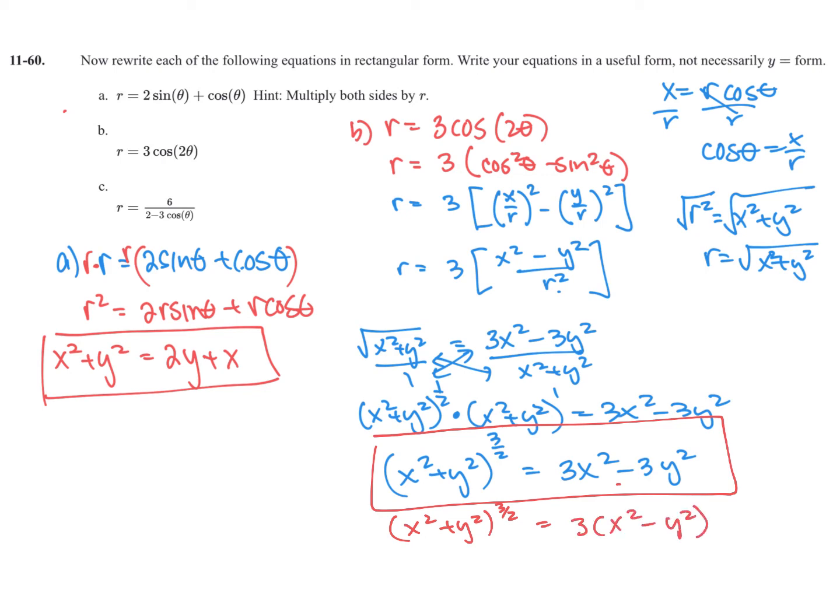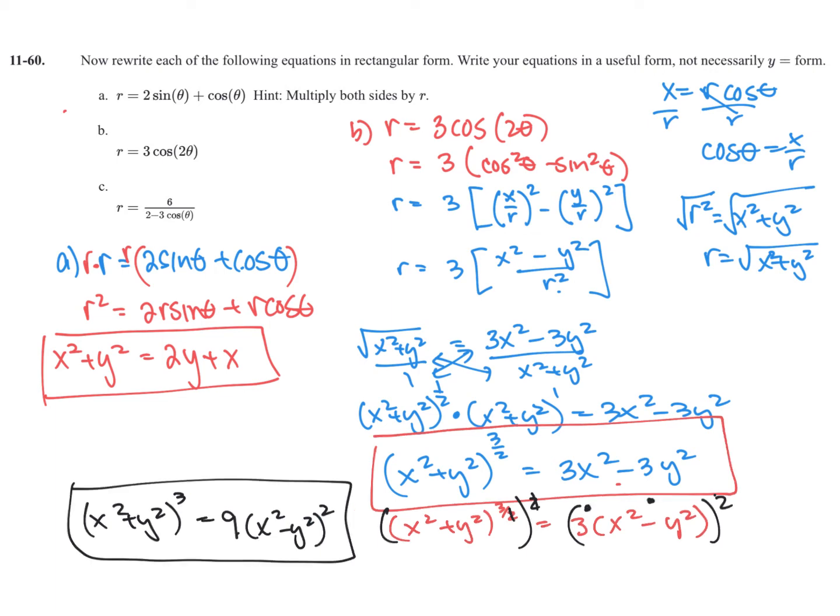to get this. Now, if I square both sides, so if I square this side and I square this side, here's the other answer that I could get. So this square with that half goes, so I would have x squared plus y squared cubed equals, now if I square this, I have to square this term and then this term. So 3 squared would be 9. And then I have x squared minus y squared, and that quantity is squared. So that would be another way to represent this answer.